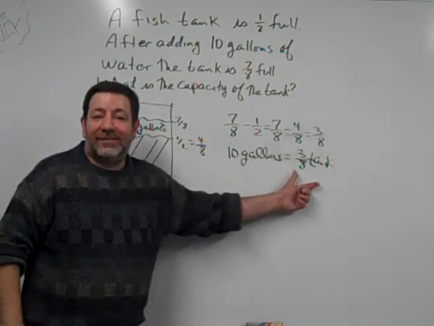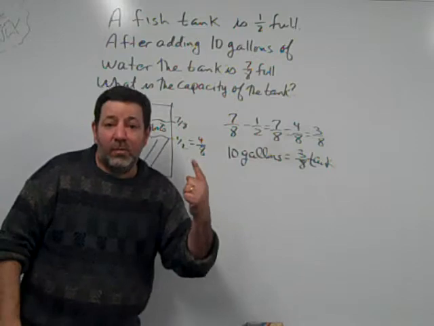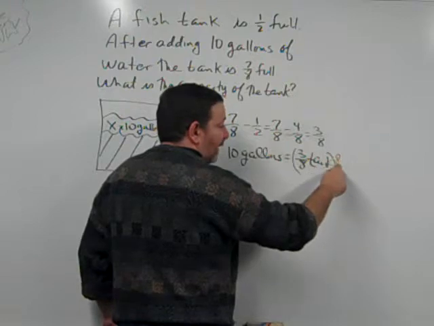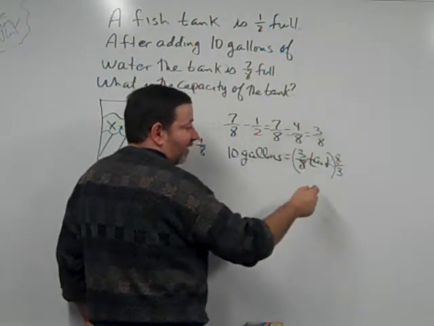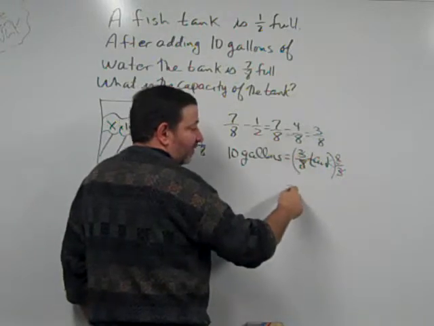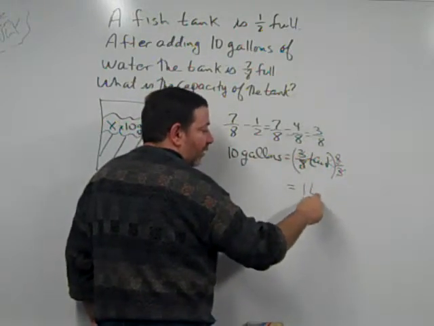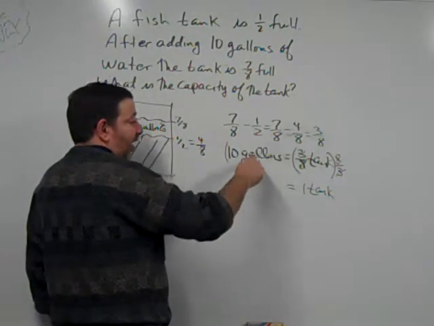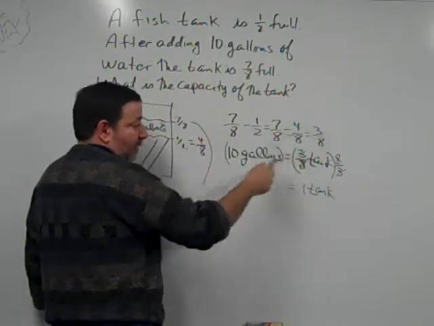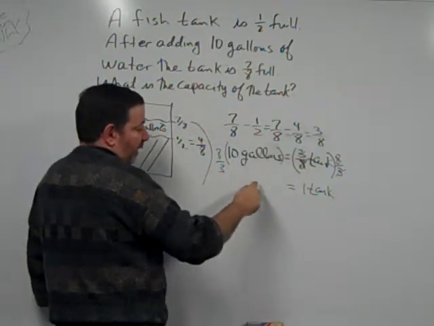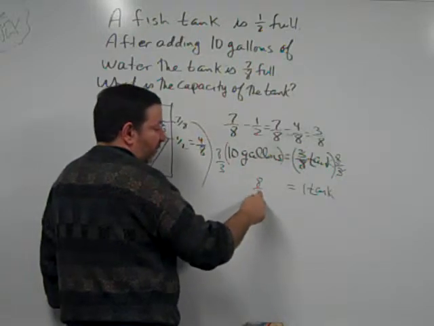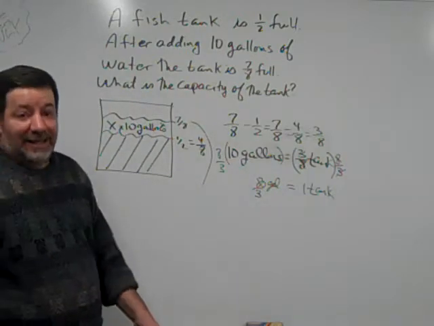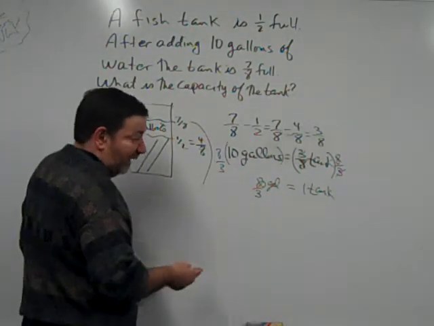Well, I don't want to know what 3/8 of a tank is. I want to know what one tank is. So that motivates me big time to multiply by 8/3. That way the 8's cancel, and the 3's cancel, and I get 1 tank full. 1 full tank. And on the left side, I also multiply by 8/3, and I get 8 times 10 is 80/3 gallons.